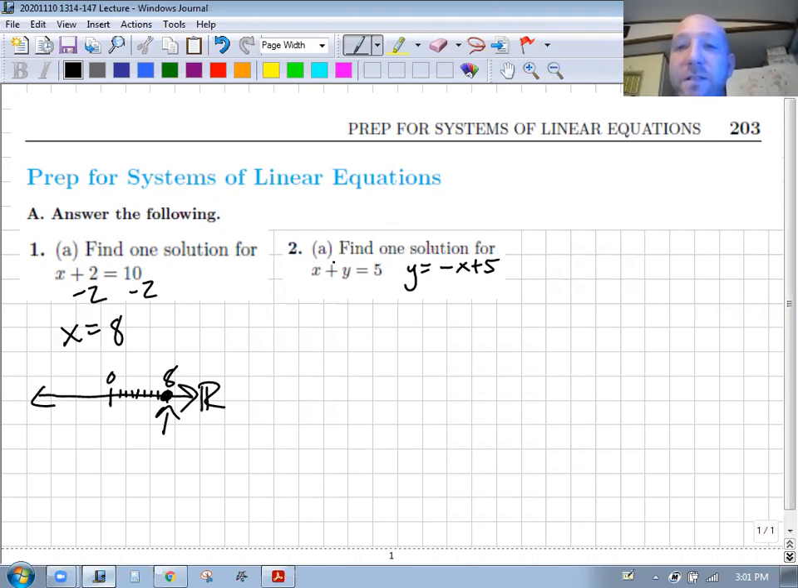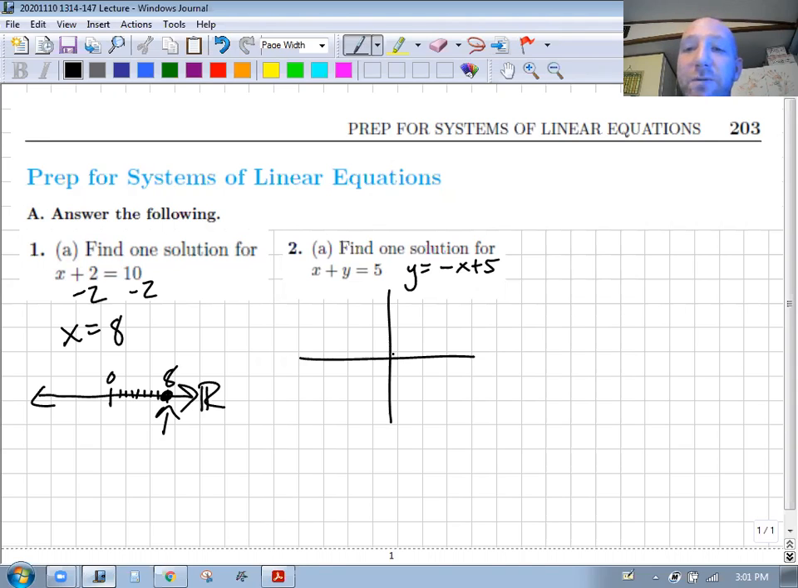This one, number 2, however, we could rearrange by subtracting x from both sides. This has two unknowns, one equation with two unknowns. Putting it like this, we're putting it in slope-intercept form, right? We could draw a line, and this line represents all the solutions.